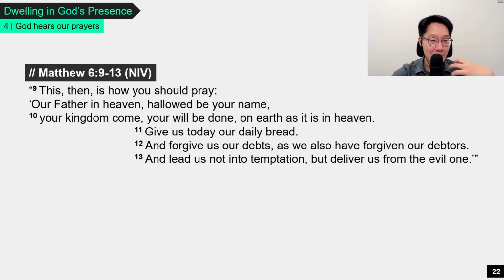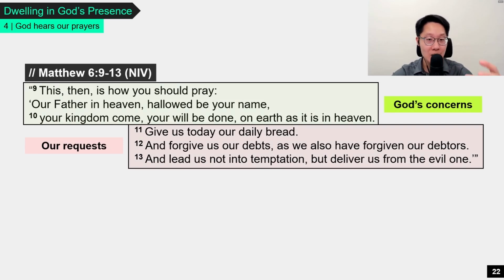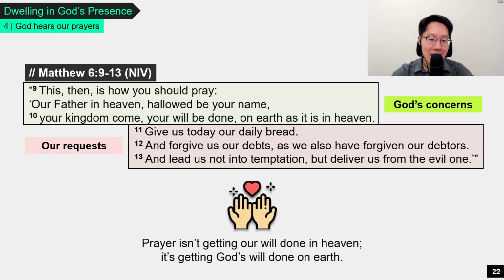So when we pray, we must remember that God's concerns come first before we bring our own requests, right? Our own personal requests must be tested by whether or not we are sincerely concerned about honoring God's name, about advancing God's kingdom, about doing God's will, all right? Prayer isn't getting our will done in heaven. It's getting God's will done on earth.